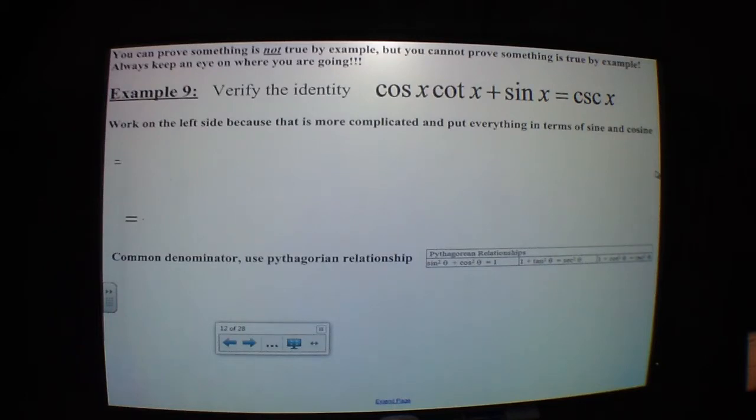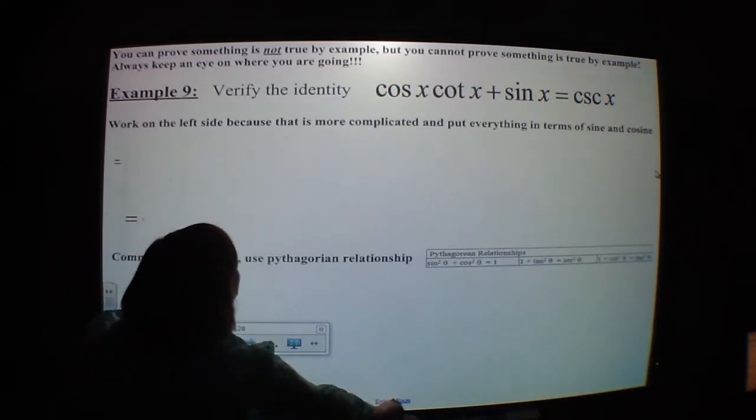So I want to verify the identity cosine of x cotangent of x plus sine of x is equal to cosecant of x. First thing you do is you're either going to pick the right side to work with or the left side. Rule of thumb, pick the side that looks more complicated, because it's easier to take a complicated side and make it more simplified than take a simplified side and make it look more complicated. So I'm going to work on the left side.